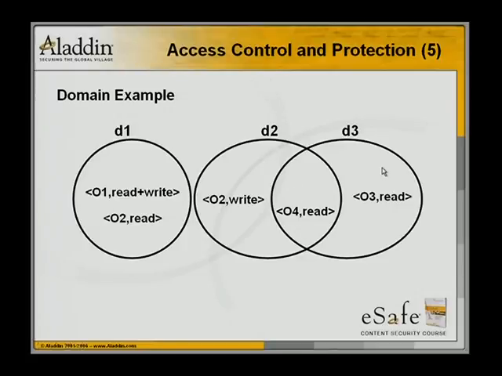So basically, domain 2 and domain 3 need to intersect with each other and give the user the cumulative permission to that object, whether it's coming from domain 2 or whether it's coming from domain 3. We also see here that object 2 has the write permission on domain 2 and the read permission on domain 3.